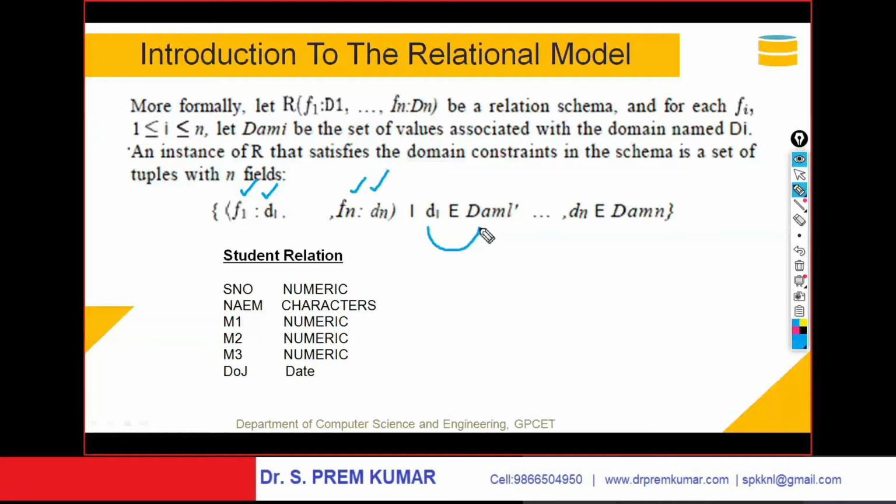D1 belongs to domain 1, D2 belongs to domain 2, and Dn belongs to domain n. If there are 10 fields, there will be 10 domains.